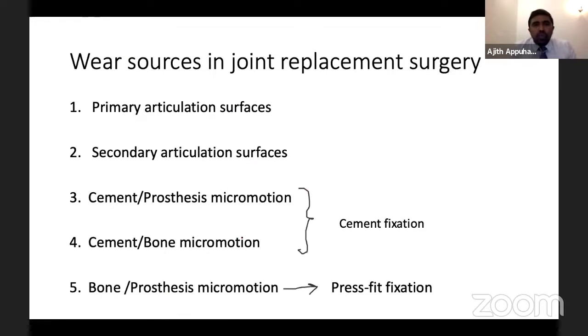Okay, what are the sources? What were the sources of wear in joint replacement surgery? Mainly the primary articular surface, as everybody knows, it's coming from the articular surface. Then the secondary articular surface. Then cement processes micromotion, and cement bone micromotion, it's commonly in cement fixation, and bone processes micromotion in press fit fixation. I will not go into that detail. What is cement fixation, what is press fit, that's a different topic, but because I need to cover the more important facts on wear, I will run through these things.